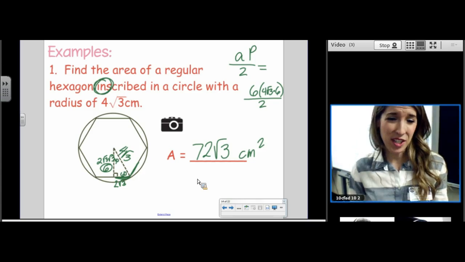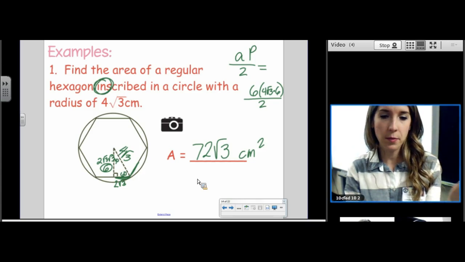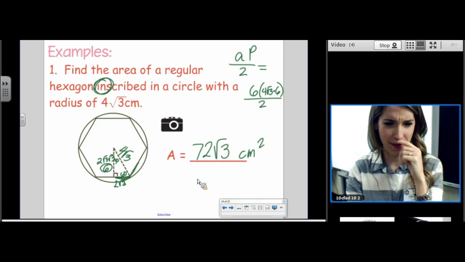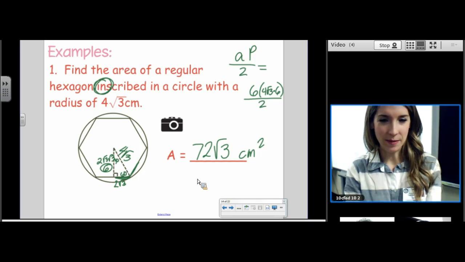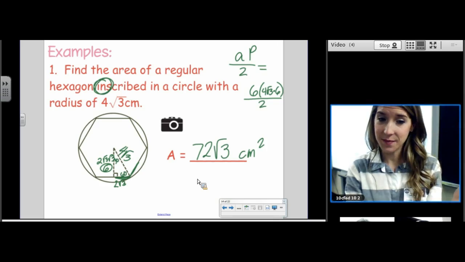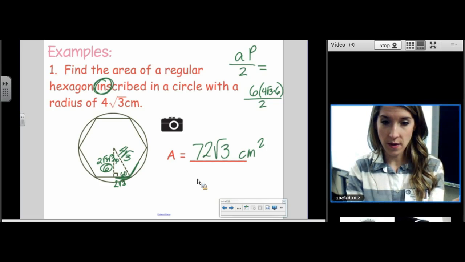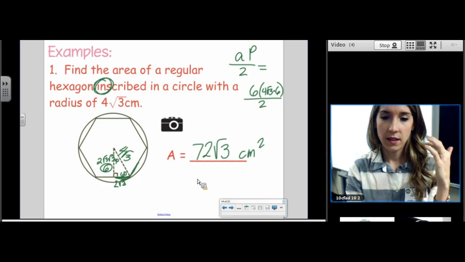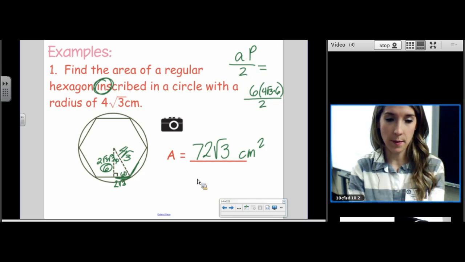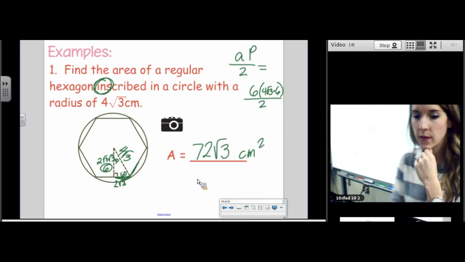It was a tough one to start off with because 4√3 was the hypotenuse. We should have started off with maybe just a whole number as the hypotenuse. Anyways, the apothem was 6, the side was 4√3, and the perimeter was 4√3 times 6 because there's 6 sides. Okay, let's keep going.